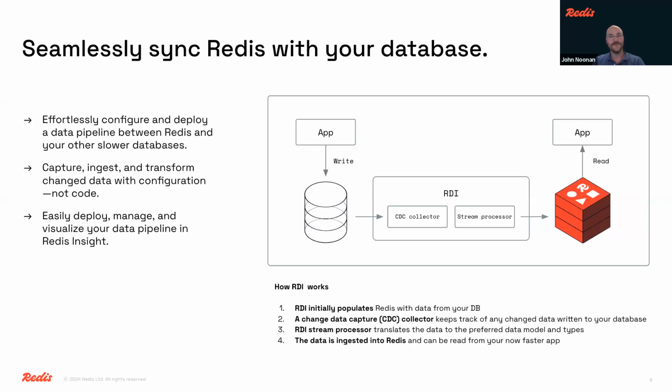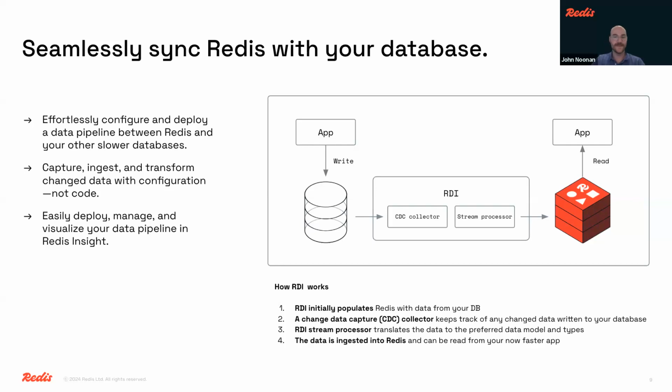So at a high level, what does RDI do and how does it work behind the scenes? What it does is help you seamlessly configure and deploy data pipelines between databases and Redis without writing code. It captures, transforms, and ingests any changed data from a primary database into Redis. Let's say a new record is added or an existing record is updated. Those changes seamlessly flow through to Redis.